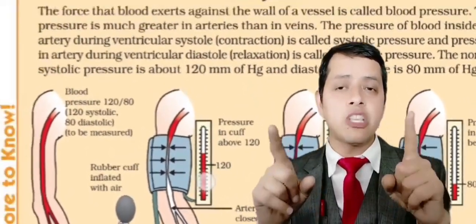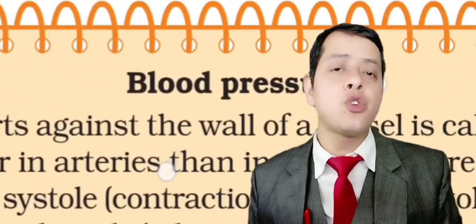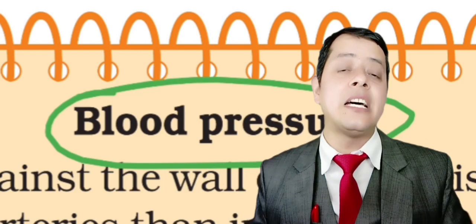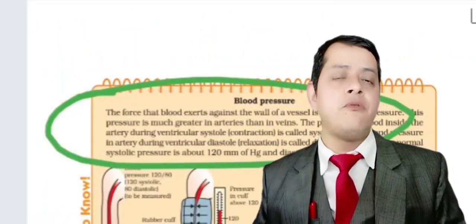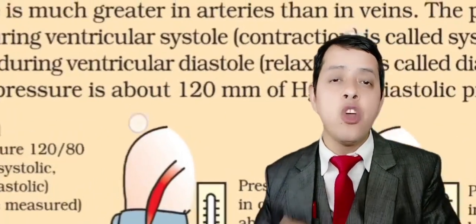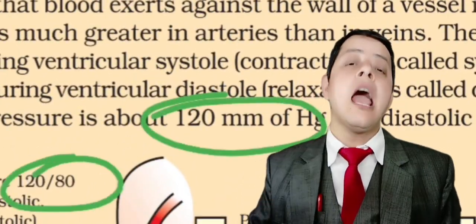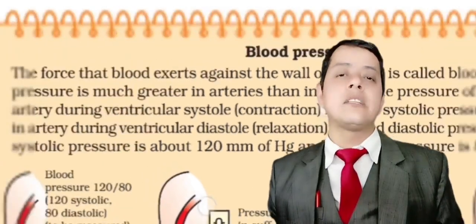What does blood pressure mean? When there is ventricular systole, or contraction, at that time the pressure is high in our blood, and that is called high blood pressure. That is 120. And when the ventricles get relaxed, at that time the pressure is low in our blood, and that is 80 mm of Hg. I mean to say blood vessels. Okay, obviously it is arteries. So that's what blood vessels are.